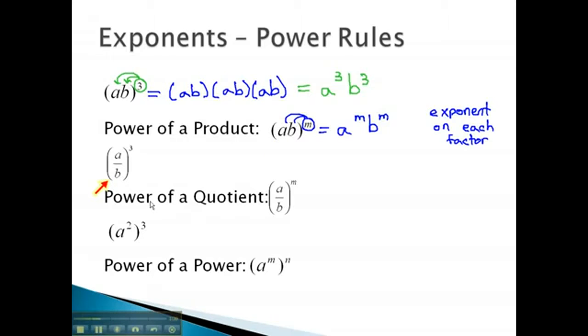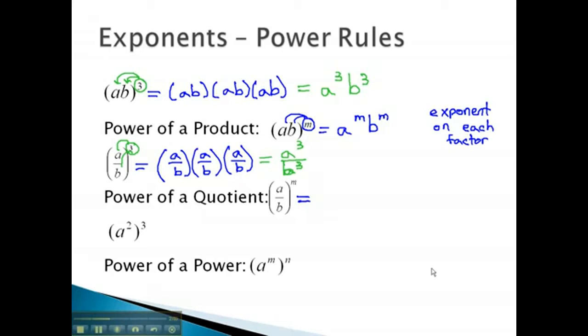The next property we will look at is very similar. It's the power of a quotient. Here we have (a over b) cubed, which means we have the expression a over b appearing 3 times. This means we have 3 a's appearing in the numerator and 3 b's, b to the third, appearing in the denominator. Again, you notice the same pattern where the exponent is put onto each factor, this time in both the numerator and denominator. This is the power of a quotient, taking the exponent and putting it on each factor.